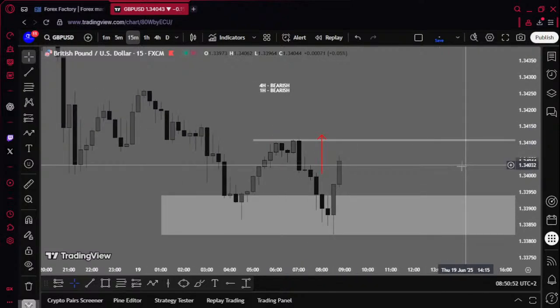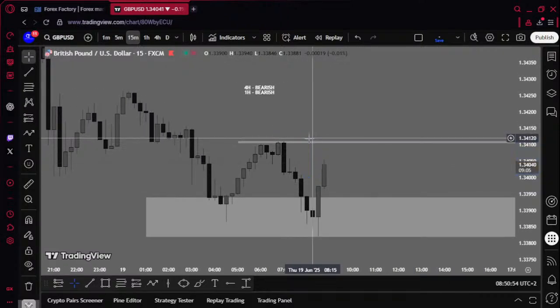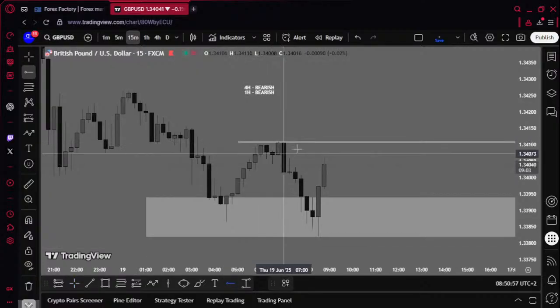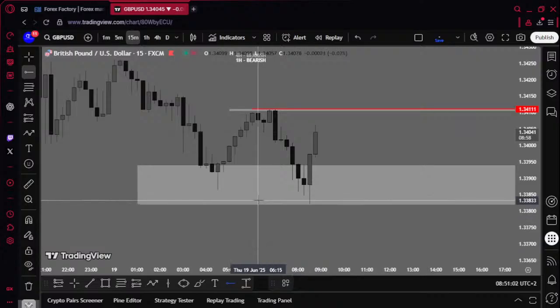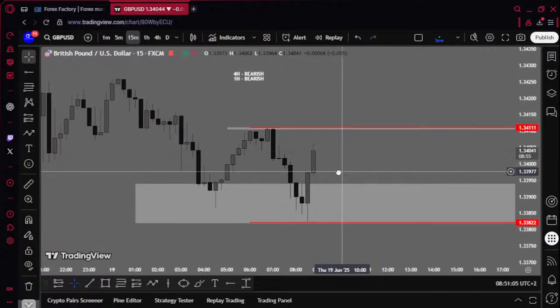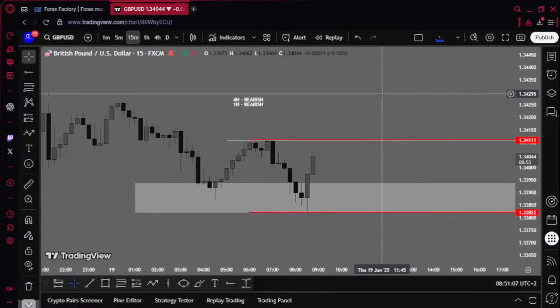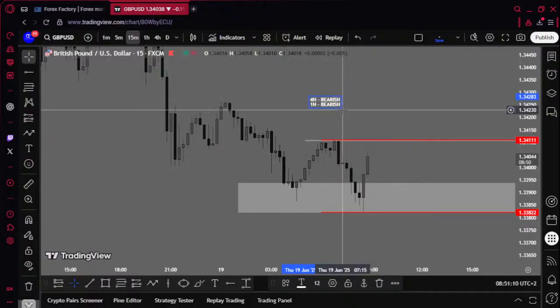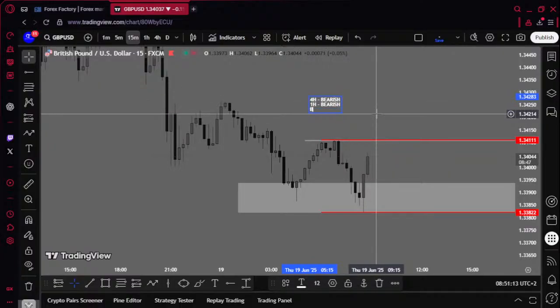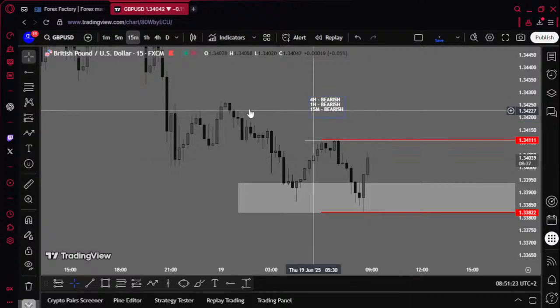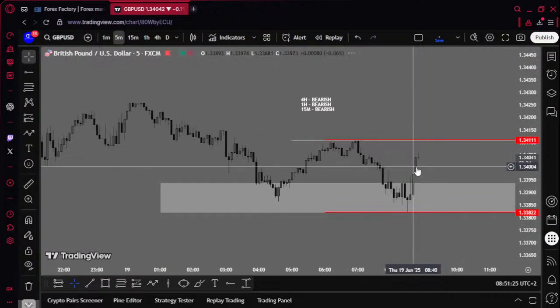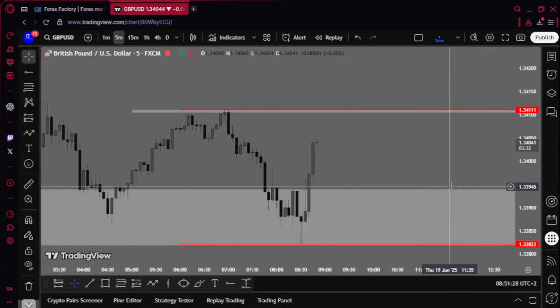So for now, what I'm gonna do is I'm gonna wait for price to close above this level or this level. So above the red line, I'll be taking my long position, and below the red line, I'll be taking my short position. And as of right now, we are also bearish on the 15-minute. And then on the 5-minute, we are also bearish.